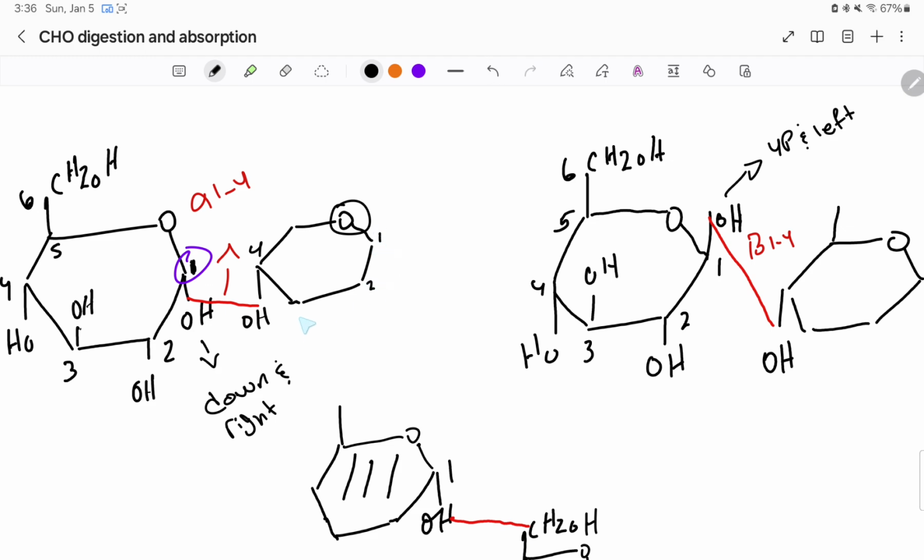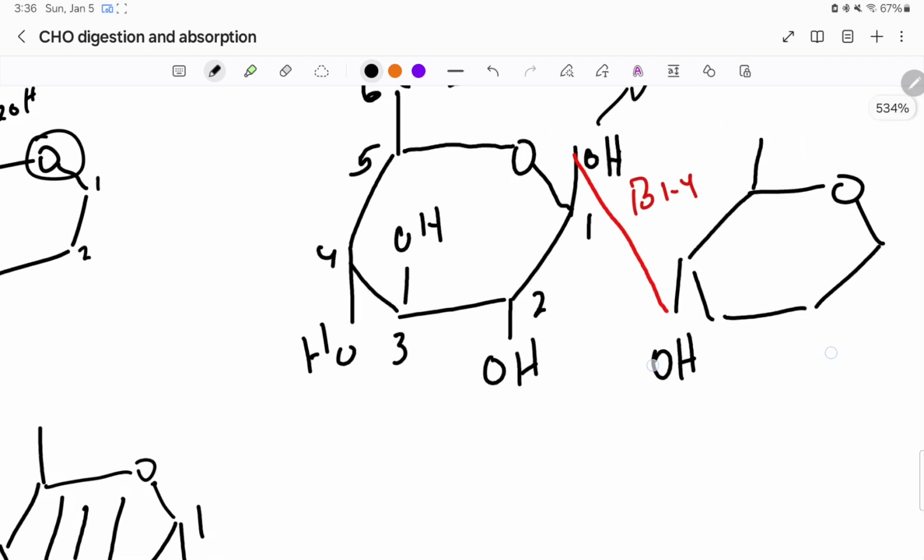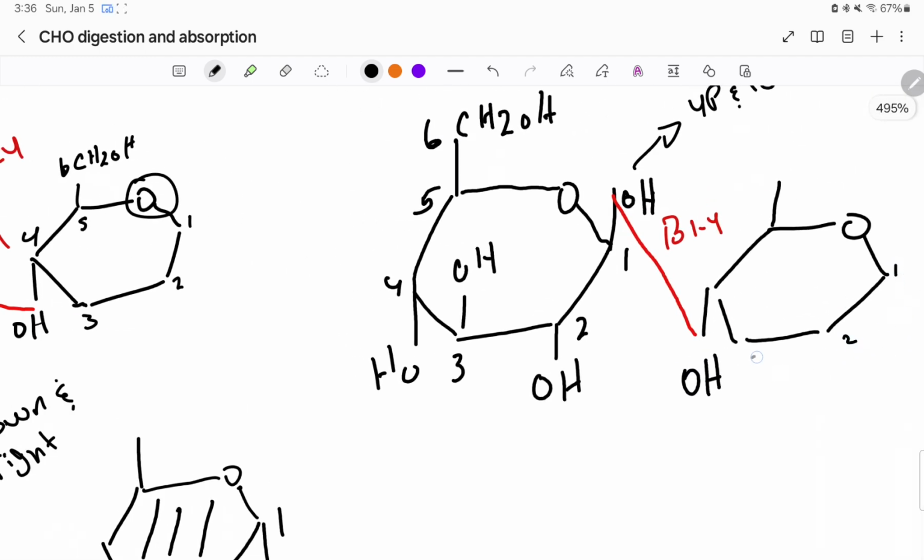Here's the 1 carbon, 2 carbon, 3 carbon, 4 carbon, and 5 carbon here, and I haven't drawn it, but there would be a CH2OH here, which would make this the 6 carbon. So 1 and 4. What about here? Here we go, 1 carbon, 2 carbon, 3 carbon, 4 carbon. And there's a 1 carbon here, so this is a 1 and 4 bond.